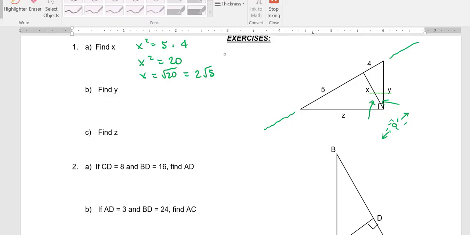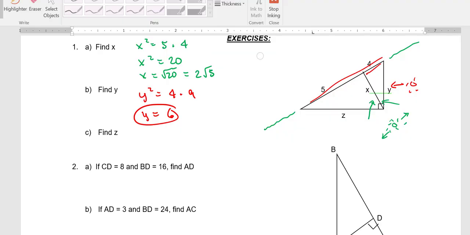Now to find y, put the sun right here, shine it this way on y. Here's a short shadow, here's a long shadow. So it's going to be y squared equals 4 times 9, or y is equal to the square root of 36, which is y is equal to 6. And so that'll be the answer to y.